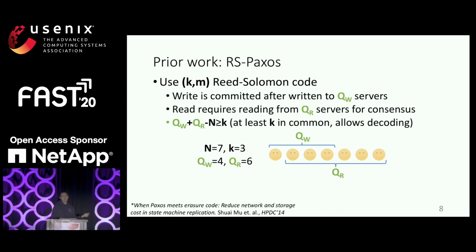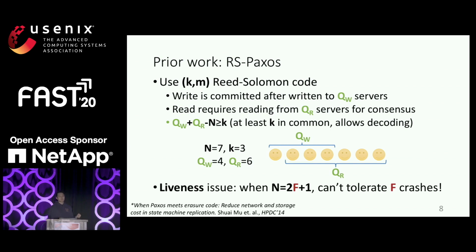So for example, here we have 7 servers. QW is 4, QR is 6, and then they must have an overlap of k equal to 3. So for any data written into 4 servers, and any read request reaching 6 servers, we definitely see 3 different fragments, so we can recover the original data. Well, that's simple. But there's an interesting flaw of RS-Paxos here, that is liveness.